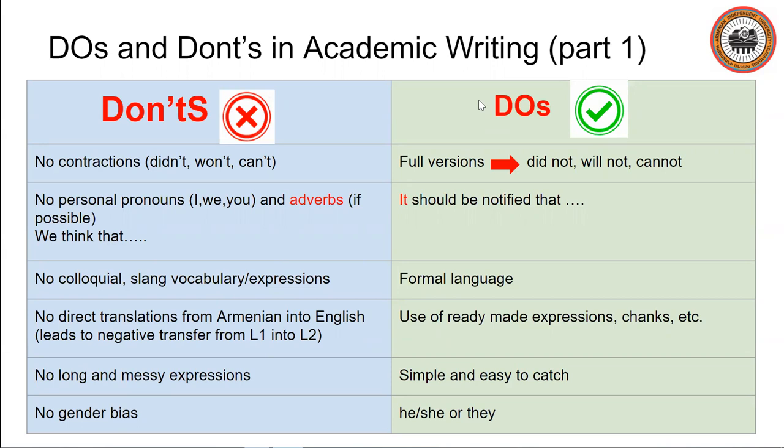No long, massive expressions; everything should be simple and easy to catch. Always remember, guys, whenever you are writing a manuscript, there is no need to try to find fancy vocabulary, long sentences, such kind of things. Try to keep everything simple and easy to catch for the reader. No gender bias. It means that you cannot say "he thinks that," "she thinks that." Either you need to say "he or she," or just to be on the safe side, it's better to use "they." So far, so good.